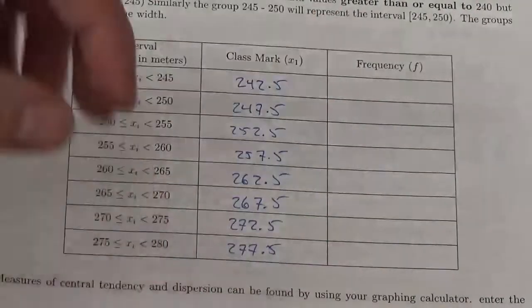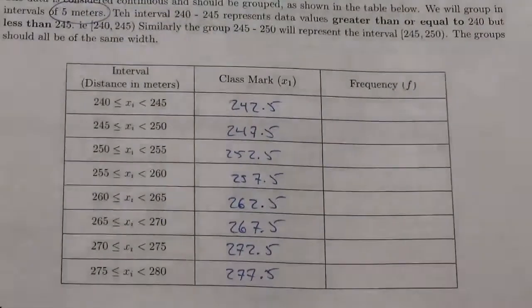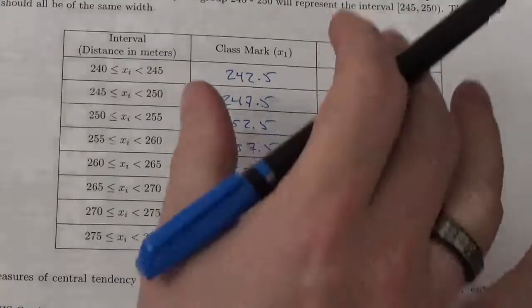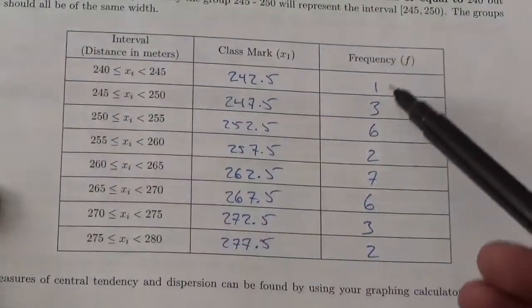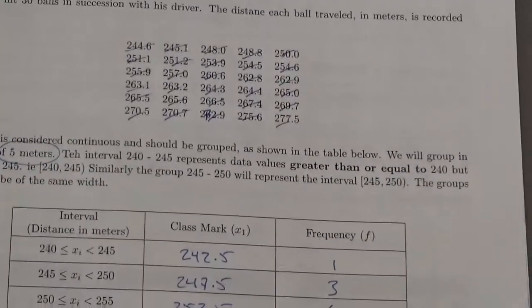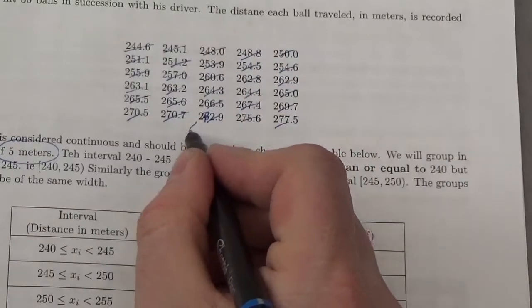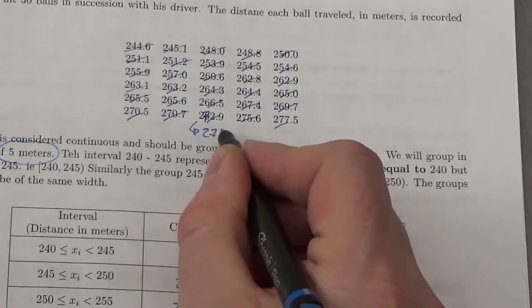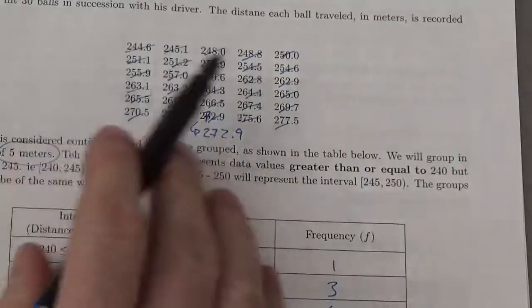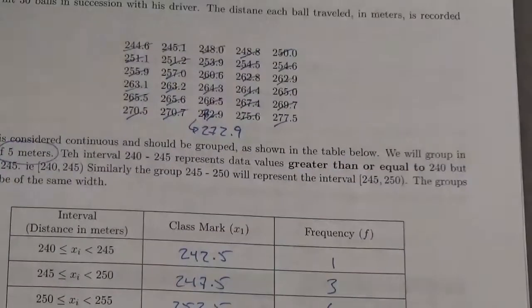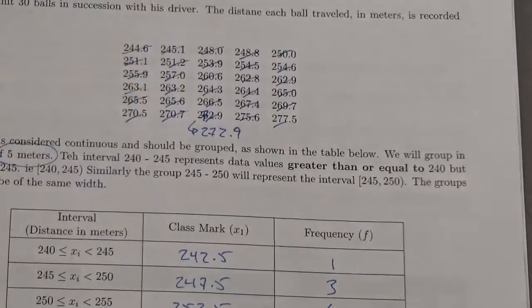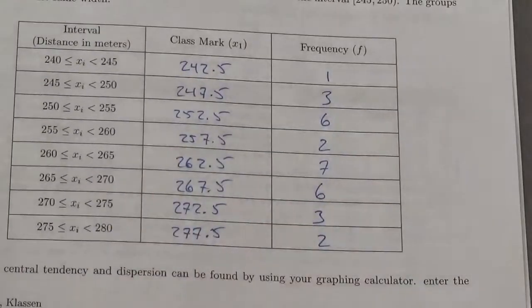So now just give me a moment here and I'm going to fill in the frequencies. Okay, and there we go. So I've got the class mark in there and I've got the frequency. Now I hope you noticed the little error there. That number right there at the bottom should have been 272.9. The data was all listed here in ascending order, and so that was a typo there. Anyway, so there's our data.